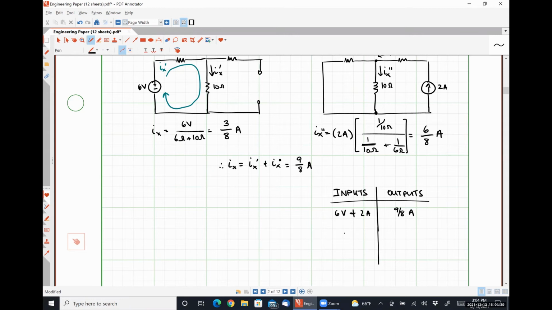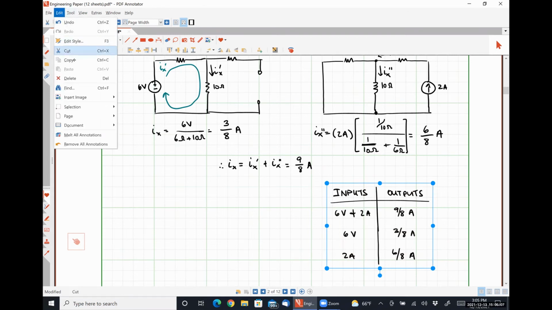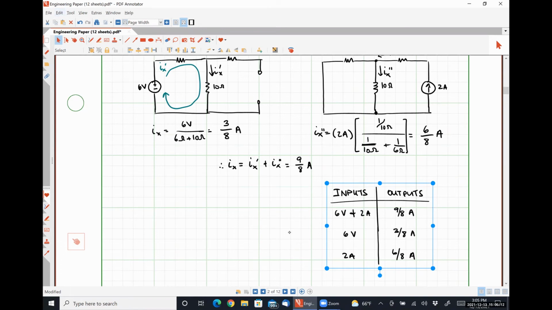Then we analyzed the circuit with the 6-volt source by itself. We saw that the output was 3/8 of an amp. We analyzed the circuit with the 2-amp source on by itself, and we observed that our output was 6/8 of an amp. Okay, so you guys, I know you've already started writing it. You honestly don't need to keep track of this. This is just for me proving things to you.